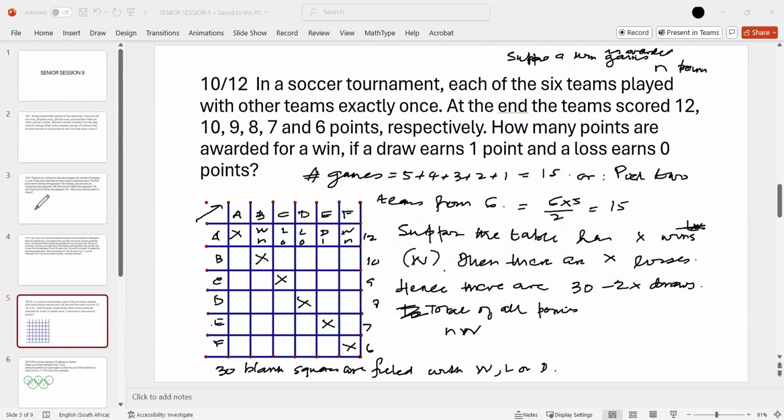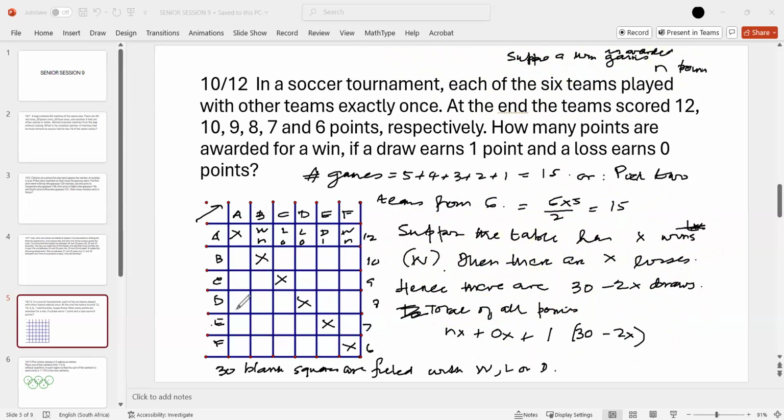I'm sorry, this is NX because the XWs altogether, and each W is awarded N points. There are also XLs, but the Ls score no points. This is for the Ls. And there are 30 minus 2X draws, and each draw carries 1 point.